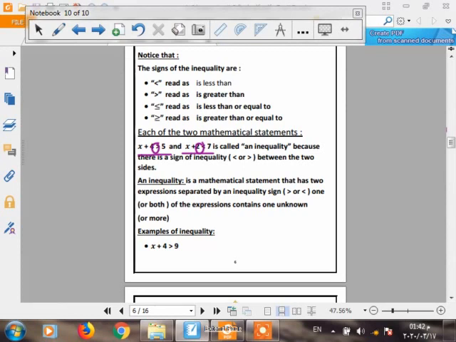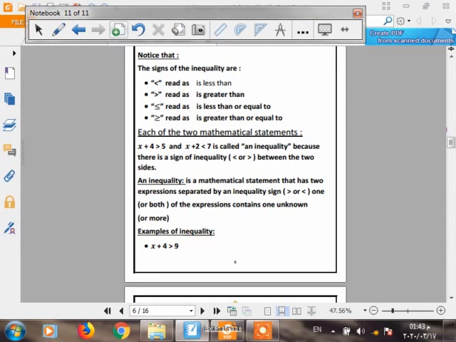Now, as we took the definition of equation, we must know the definition of an inequality. An inequality is also a mathematical statement that has 2 expressions separated by an inequality sign. What does an inequality sign mean? Greater or smaller. One or both of the expressions contain one or more unknowns. So the difference between equation and inequality: both are mathematical statements consisting of 2 expressions, but in an equation there is an equal sign between the 2 expressions, and in an inequality there is a greater or smaller sign.